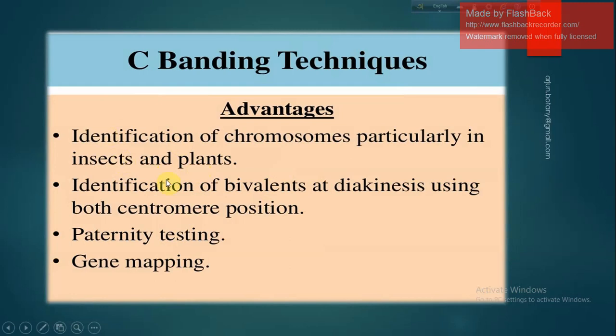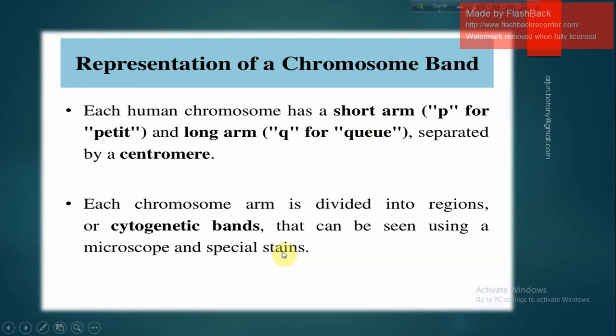In plants and insects, identification of bivalents at diakinesis using the centromeric position. Paternity testing, so this one is very important. Gene mapping. So we can make a gene map by using the C banding technique. So how can we represent the chromosome bands?